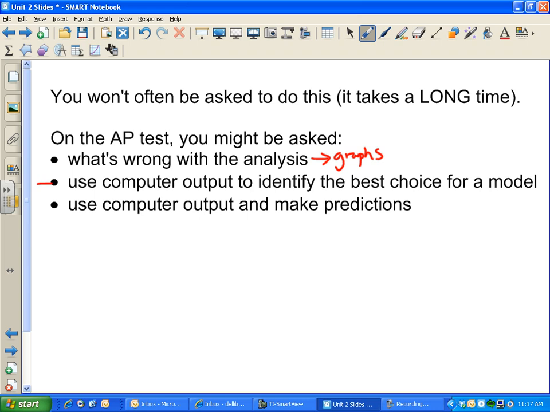You might, and I'll show you an example of this, use computer output to identify the best choice for a model. I'd give you some different graphs, and you have to say, well, we should do this one because. And you'll also be asked to use computer output to maybe write an equation, right, to write your equation of the line, and to make some predictions, which can be just a little bit more complicated because we have that transformation in there.